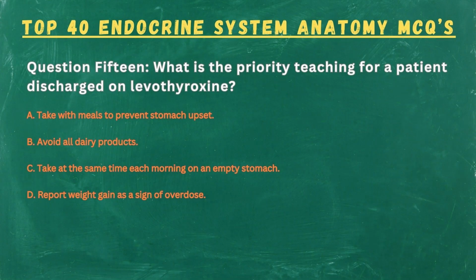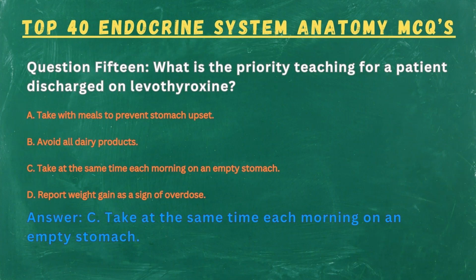Answer. D. Drowsiness progressing to lethargy. Question 15. What is the priority teaching for a patient discharged on levothyroxine? A. Take with meals to prevent stomach upset. B. Avoid all dairy products. C. Take at the same time each morning on an empty stomach. D. Report weight gain as a sign of overdose.